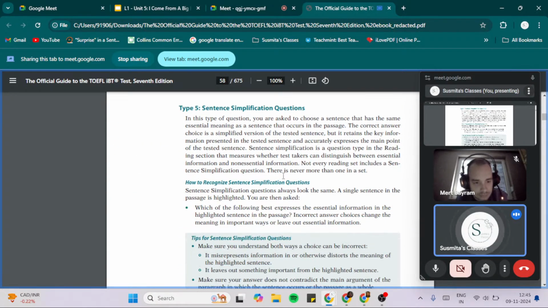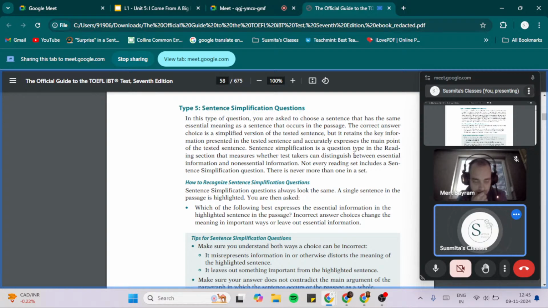Now, sentence simplification question. Here, you would be asked to choose a sentence that has the same essential meaning as a sentence that occurs in the passage. The correct answer choice is a simplified version of the tested sentence, but it retains the key information presented in the tested sentence. It accurately expresses the main point of the tested sentence. That is also very important.